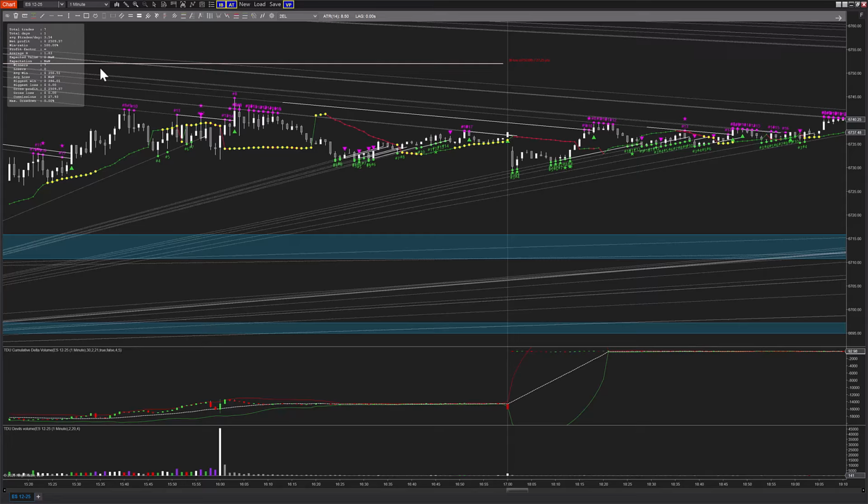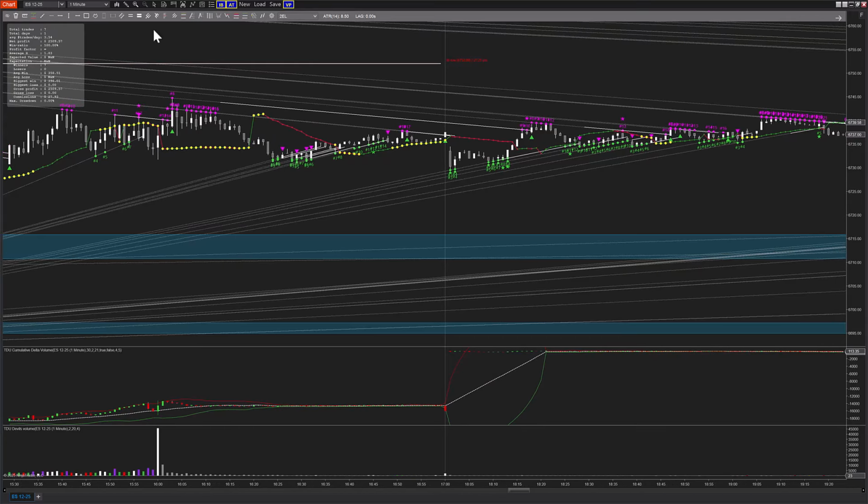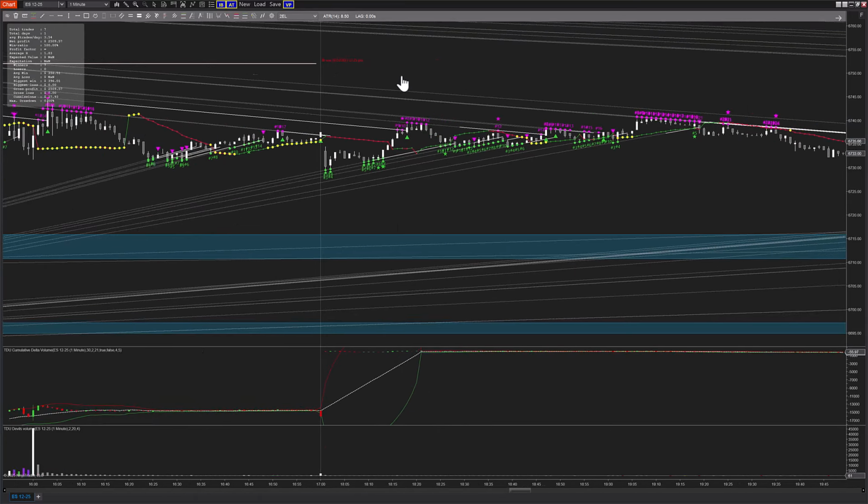Okay, so we're now at the next day trade. I'm at 2509. We've had 7 trades, no losers.